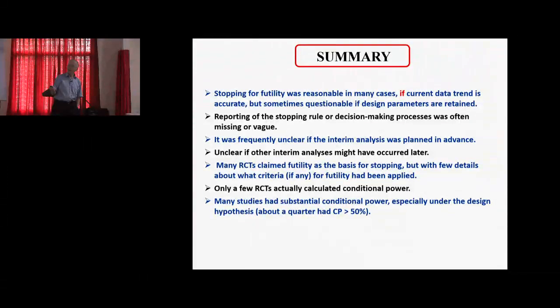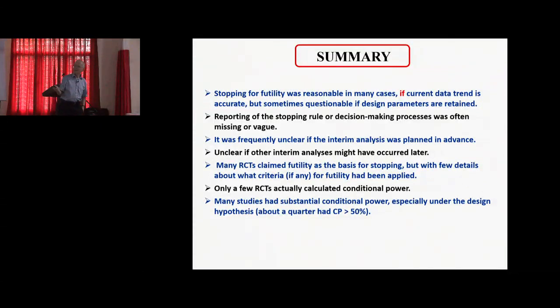Unfortunately, reporting's pretty bad. The reporting of the rule itself or how they made the decision to stop is often missing or vague. And sometimes, of course, we also worry about the studies where we didn't even get them into the sample because they didn't even mention that it was an early stop. Right? There are many of those studies where it never comes through. They just say, here's our study, and you don't know the fact that they actually had stopped early. We don't have any information on those studies, of course.